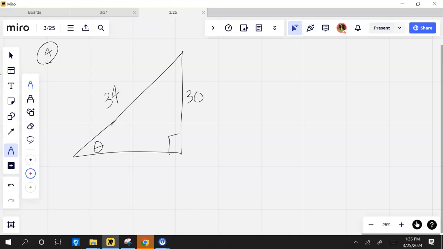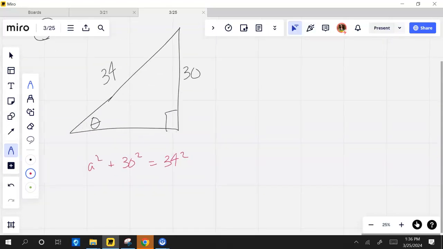You don't have what? Either A or B, one of the sides. That's right. So maybe you do A squared plus B squared equals C squared. So what is 34 squared? I don't know this side right now yet. I got to find that.